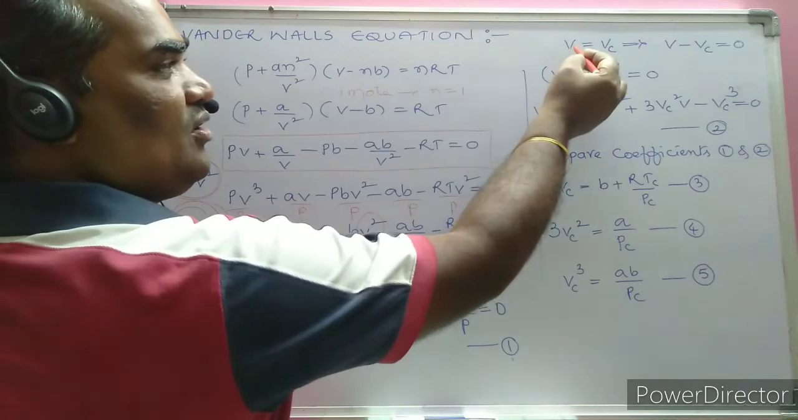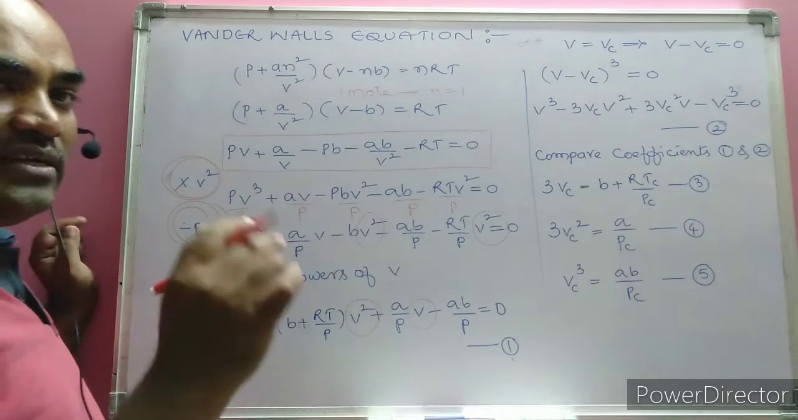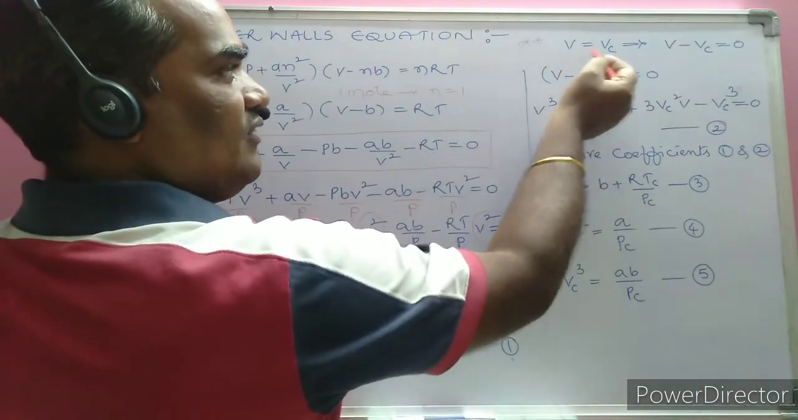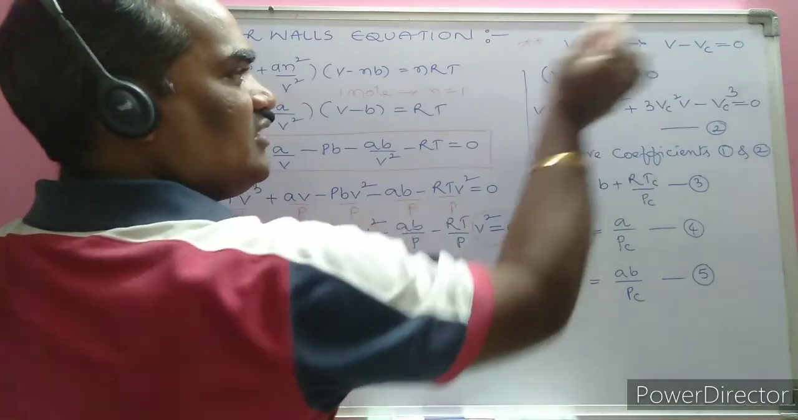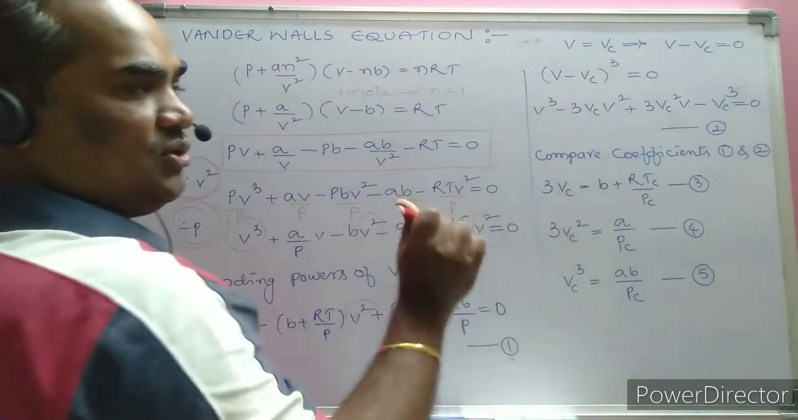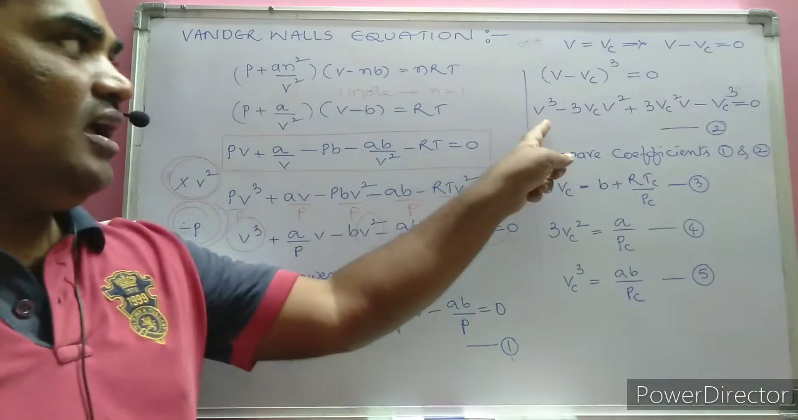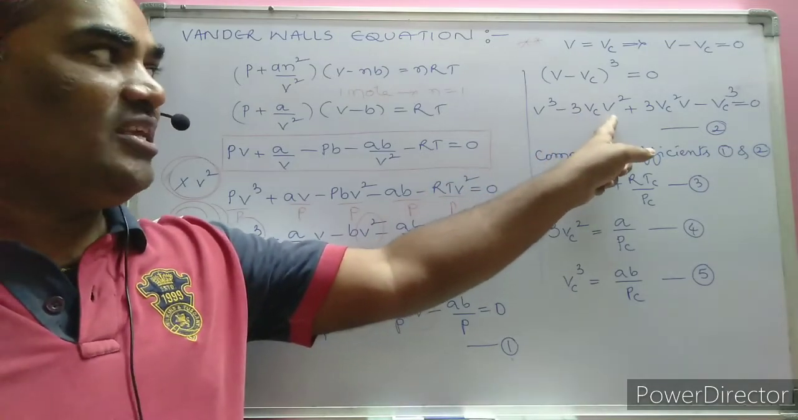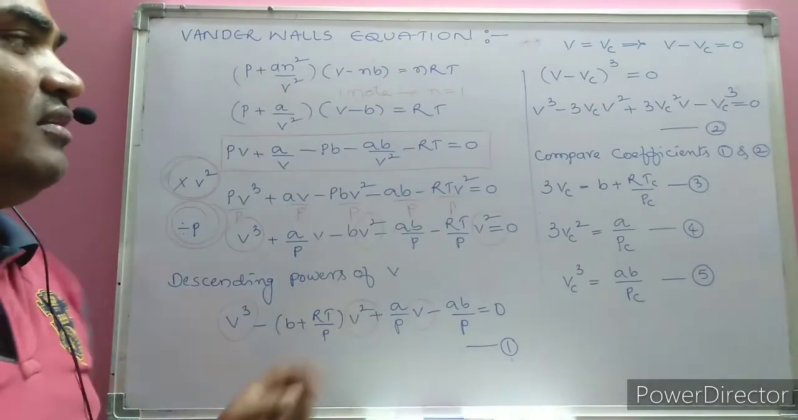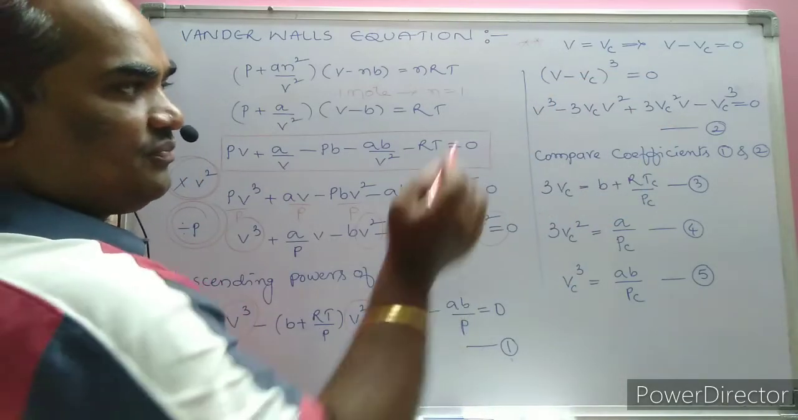Now here I am introducing V is equal to Vc. The volume is considered as the critical volume Vc. Taking Vc to the left hand side, V minus Vc is equal to 0. Cubing on both sides, (V minus Vc) whole cubed is equal to 0. Expansion of (a minus b) whole cubed: what is the formula? a cubed minus 3a b squared plus 3a squared b minus b cubed is the formula. That is how (V minus Vc) whole cubed expansion is arranged.